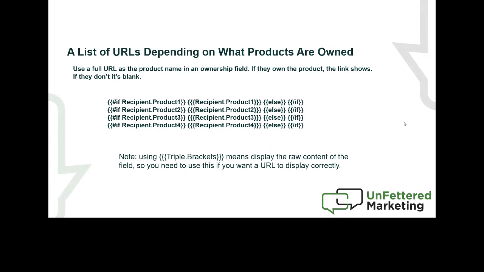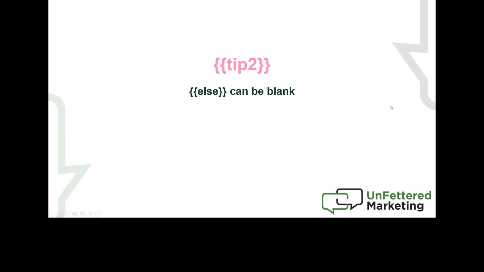Note on the handlebar merge, if you use the triple brackets, that means to display the raw content. So URLs and other types of information that you might display this way, you might want to experiment with that triple bracket depending on how it's rendering it. So just bear that in mind. That's a Salesforce standard, but it works here as well.